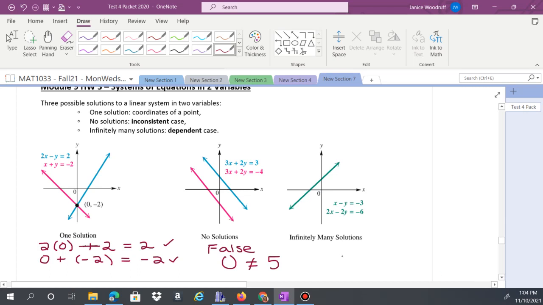For infinitely many solutions, you're going to end up with a true statement. So everything is going to end up eliminating, and you're going to get something like this. 0 equals 0 or 5 equals 5. Typically, it's 0 equals 0.